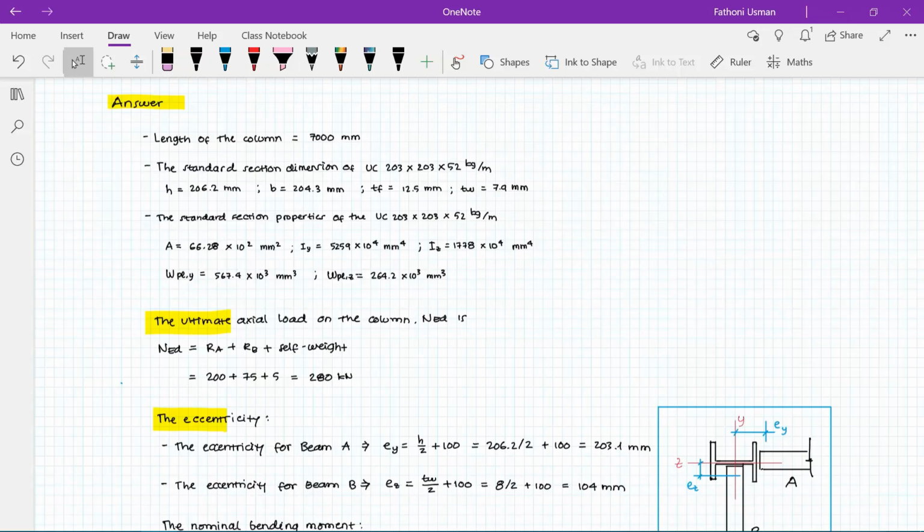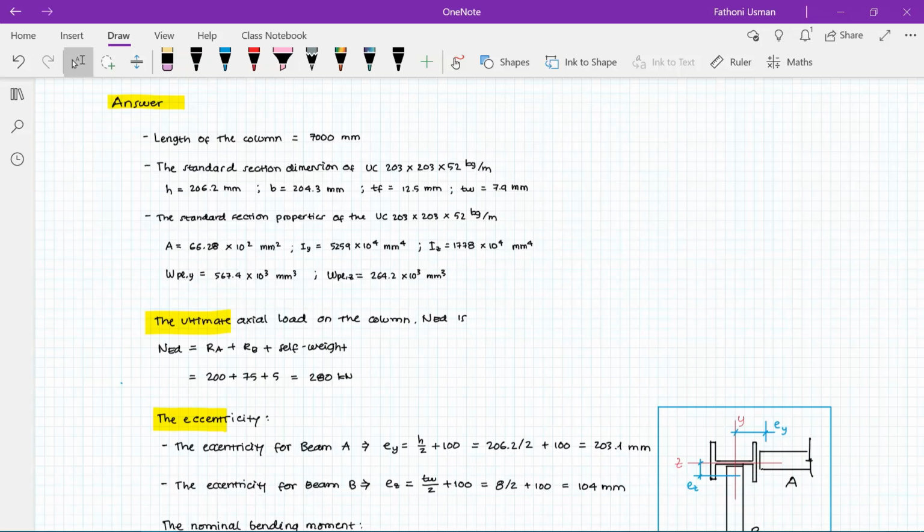When the thickness of a part of the cross section, whether it is the flange or web, exceeds a certain value, if you refer to BS EN 10025 part 2, then when it exceeds 16 millimeter, the nominal yield strength, or fy, will reduce slightly.